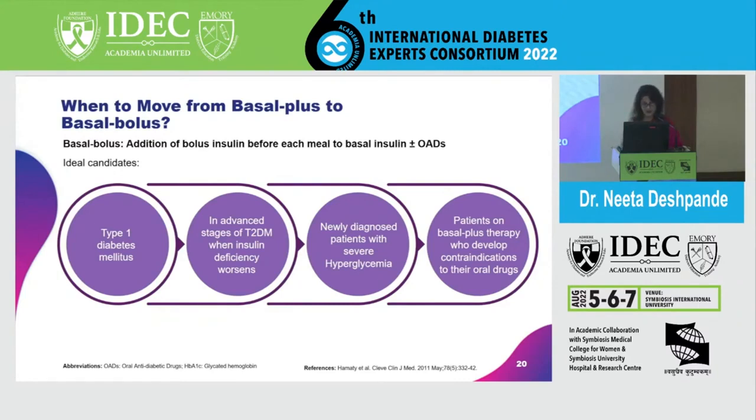Then again, in advanced stages of type 2 diabetes, when insulin deficiency is so bad that every meal needs a prandial insulin, newly diagnosed patients with very severe hyperglycemia, again every meal needs a prandial insulin. And again, patients for whom you have to withdraw oral drugs. For example, nephropathy has occurred, you have to withdraw it.